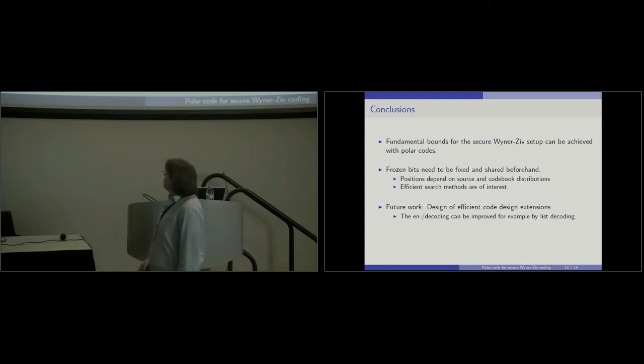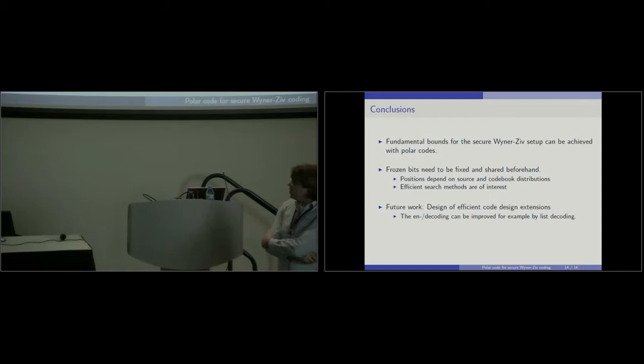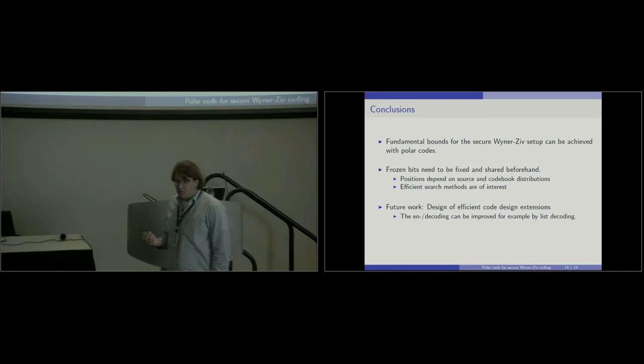So this brings me to the conclusion. The outcome, or the theorem, was that we can actually achieve the secure wiretap-channel setup with polar codes. So we can find a design. Small issues for the direct implementation: you need to find the frozen bit positions, and those depend on the source and the codebook distribution. That's not a big issue, but it's still of interest to find efficient methods to find those positions.